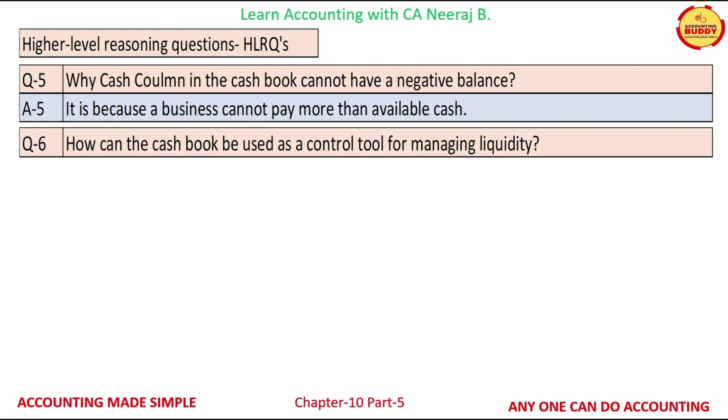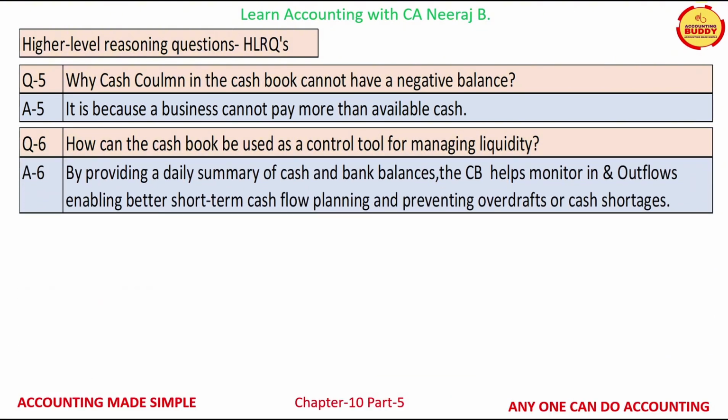Question number 6 is how can the cash book be used as a control tool for managing liquidity? And the answer is by providing a daily summary of cash and bank balances, the cash book helps monitor inflow and outflow, enabling better short-term cash flow planning and preventing overdrafts or cash shortages.